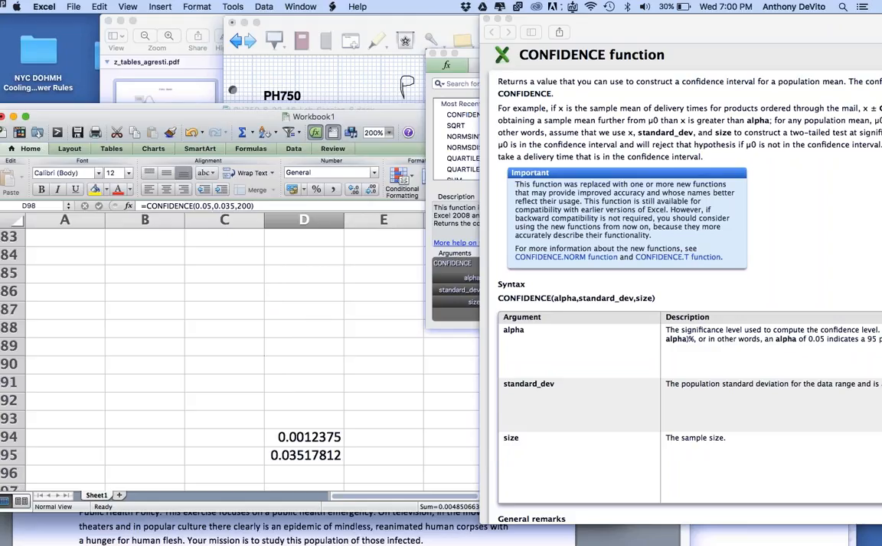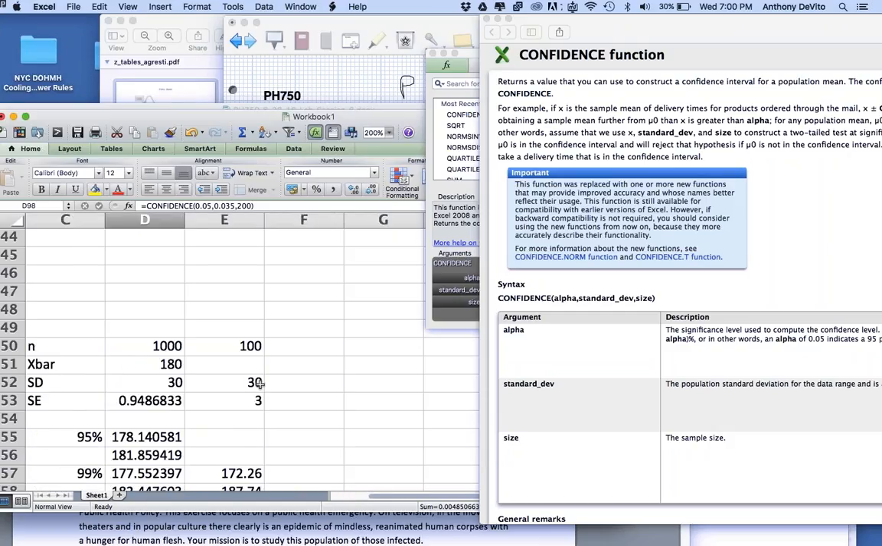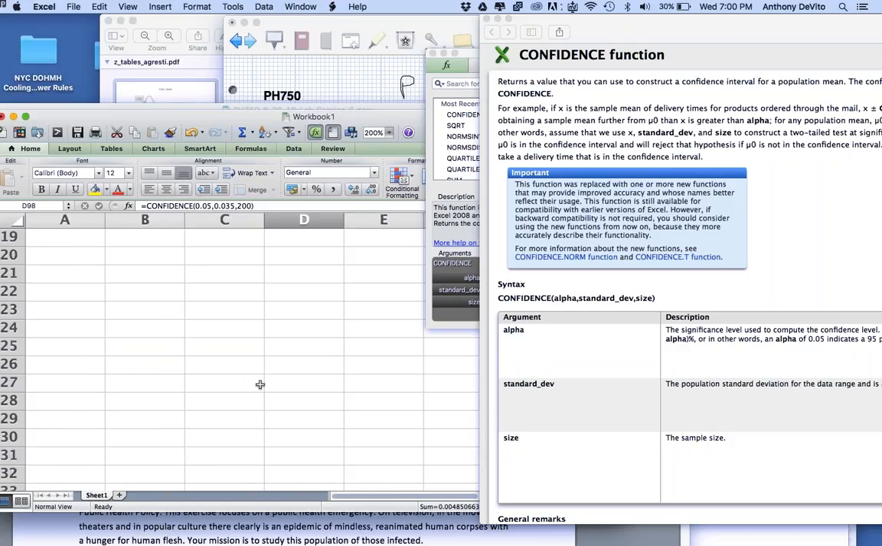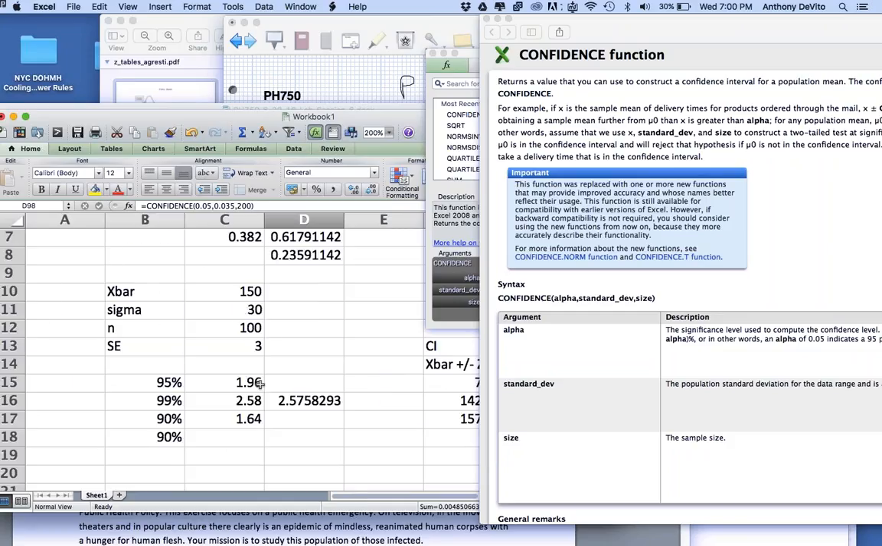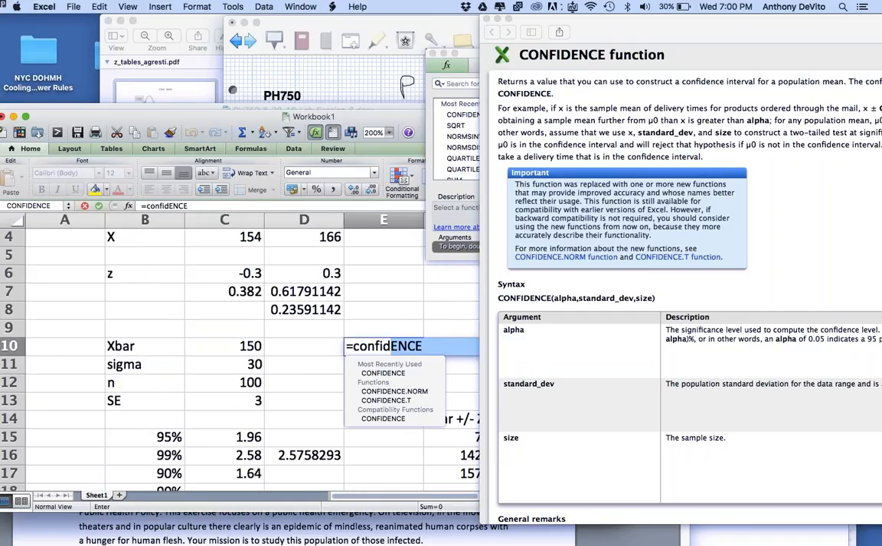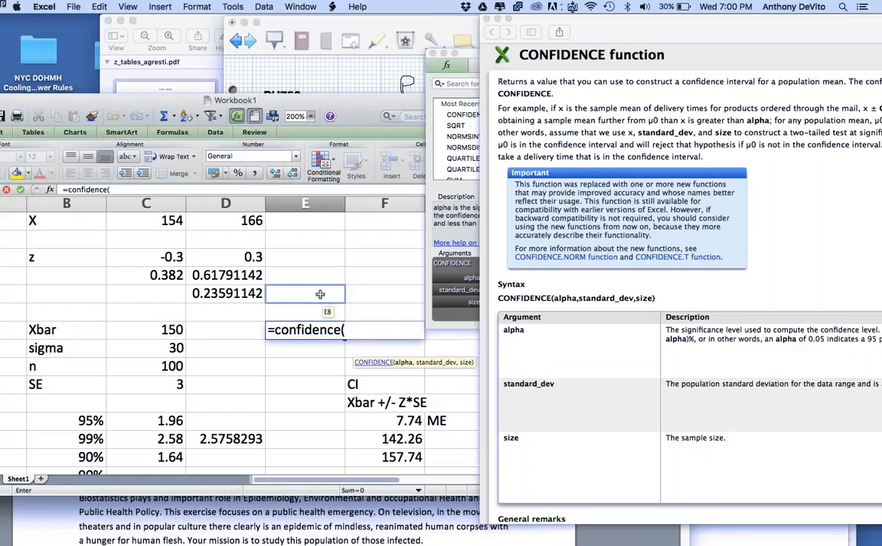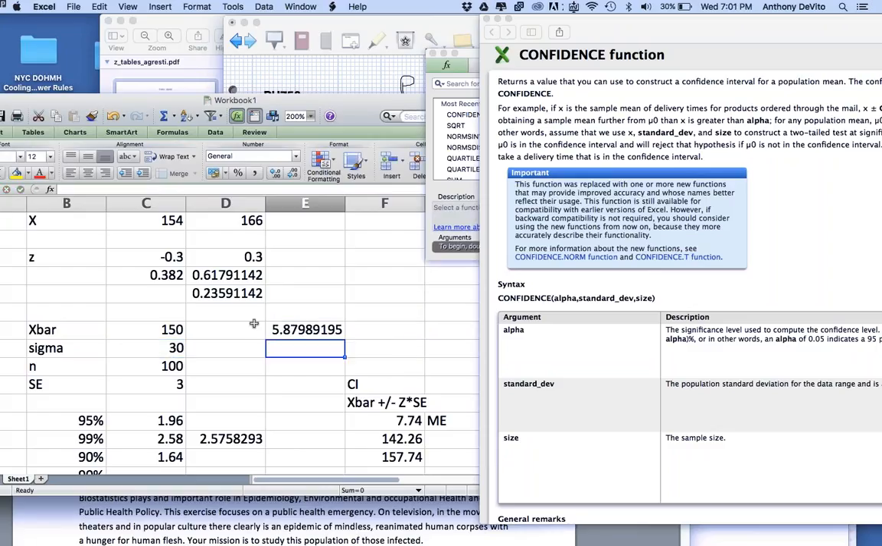Something's wrong there. Let me try it with one of the non-binomial distributions. Okay, so for instance, let's try it here. See what it gives us. Equals CONFIDENCE, parentheses. It's so easy to get me off on a tangent. I'm telling you. CONFIDENCE equals 0.05, comma, standard deviation. Now, is that the standard deviation of the population? I guess it is. Comma, and the sample size here was 100. Close parentheses. 5.87. Okay, did we use that somewhere?